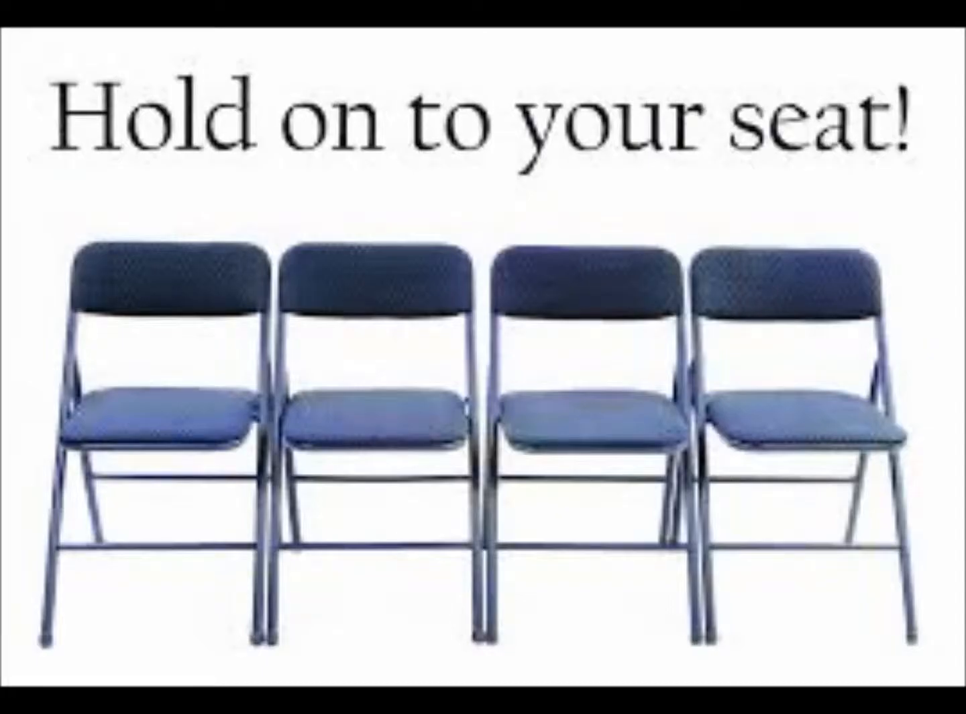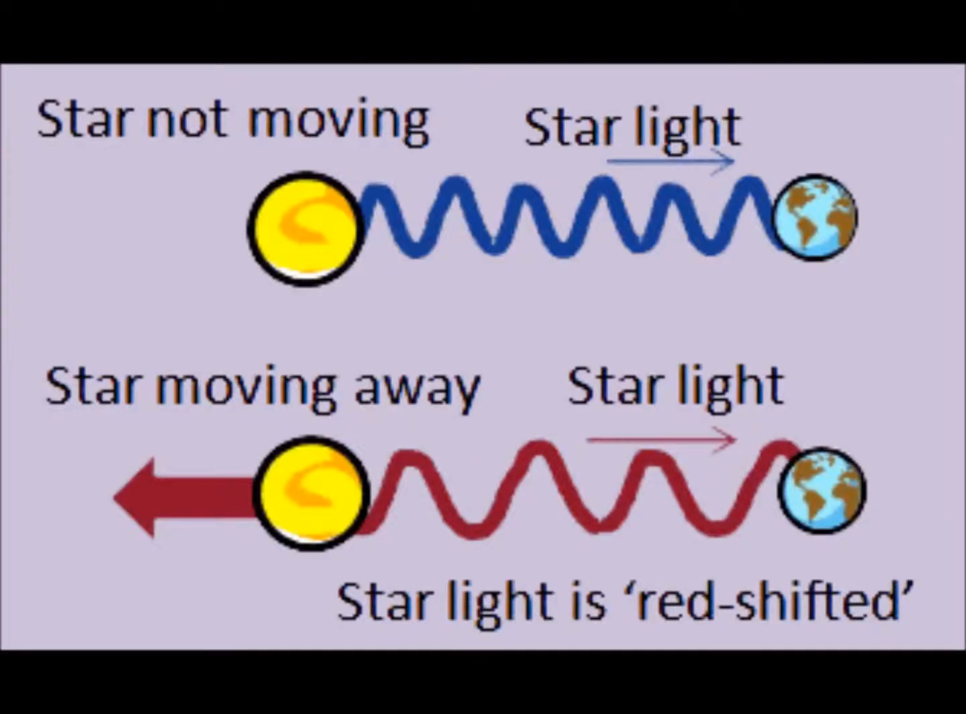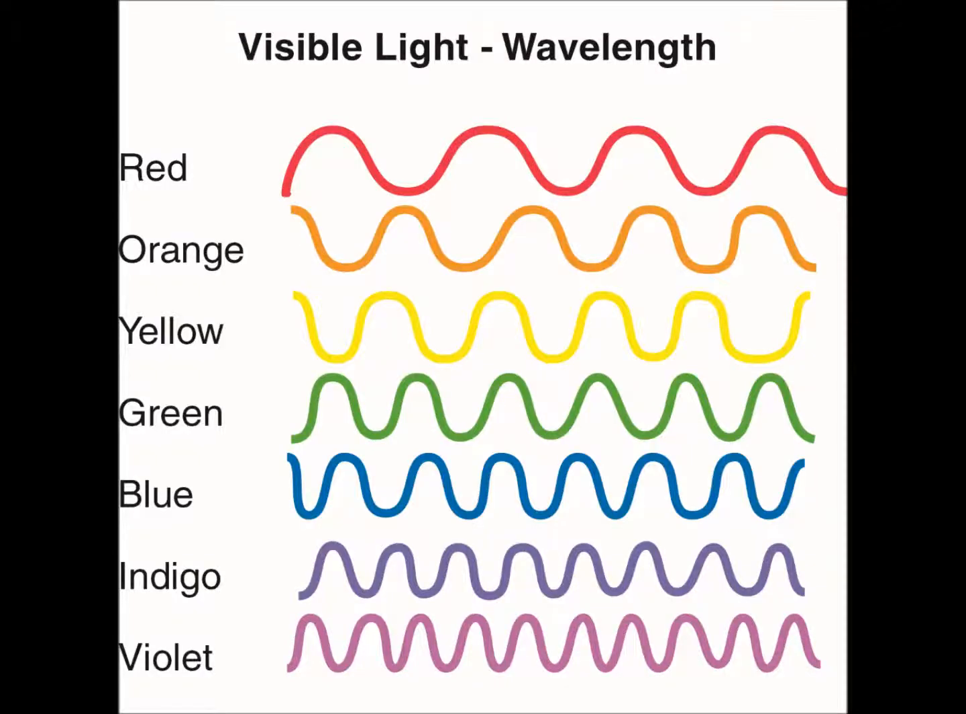Okay, next we have redshift. Now, this is kind of complicated, so hold on to your seats, ladies and gentlemen. So the redshift is based on this theory that when something is coming towards you, the waves coming from it compress. And when something's going away from you, the waves coming from it uncompress, and they're further away from each other. And so when something is moving away from us, the light waves are uncompressed, so it looks red to us, because red has a longer wavelength than blue.